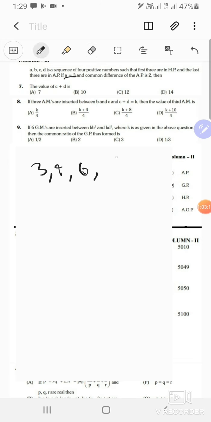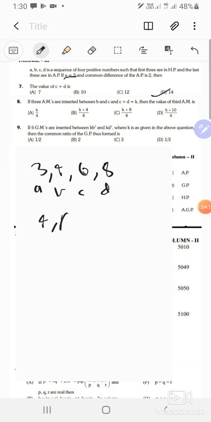Okay, cool. So now what do we have to find? We have to find the value of c plus d. That's easy, that's just 14. If 3 AMs are inserted between b and c, so between 4 and 6, and c plus d equals k, well, we already know that c plus d is 14, so k equals 14. Then the value of the third AM shouldn't be too hard to find. So 3 AMs between 4 and 6: 4, A1, A2, A3, and then you have 6.